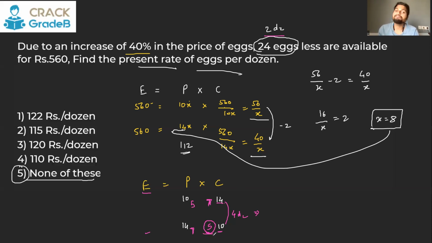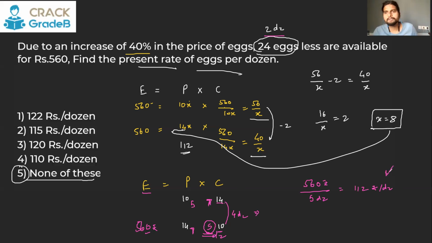So if you can buy 5 dozen for 560 rupees, what is the price per dozen? So in 560 rupees, if you can buy 5 dozen, that means the price per dozen rate is 112 rupees per dozen. So, of course, it requires a little practice, little thinking.